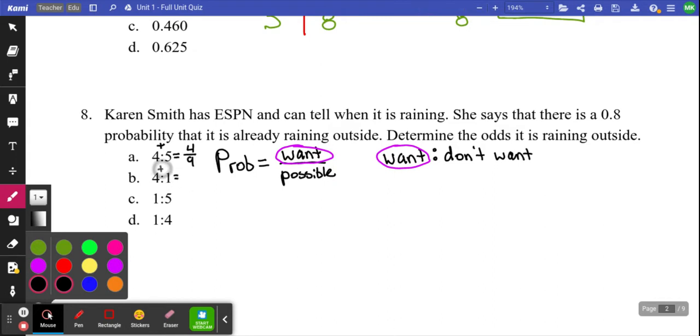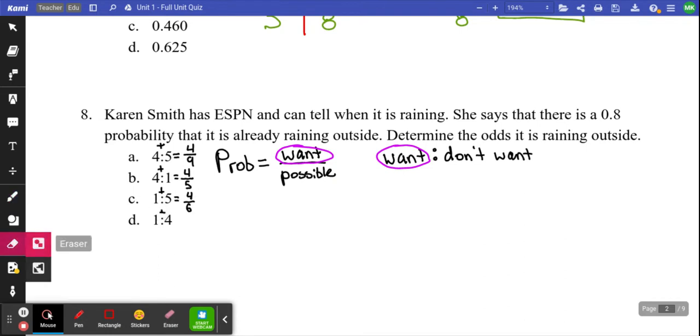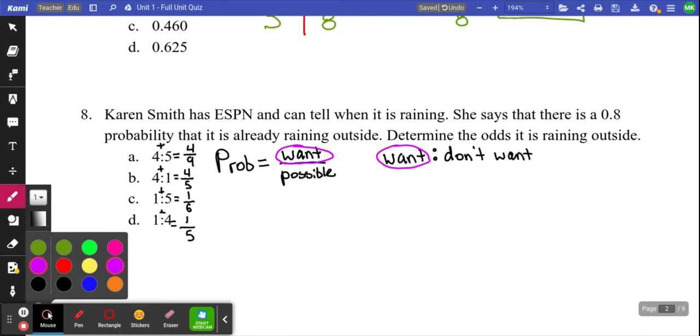This is really, if you add those, 4 over 5. Add these, it's 4 over 6. If you add these, sorry, that's a 1 over 6, not 4 over 6. It'd be 1 over 5. You could then change all of those into decimals to figure out which one equals 0.8. If you did that, you would find that this one is 0.8. So the answer is B.